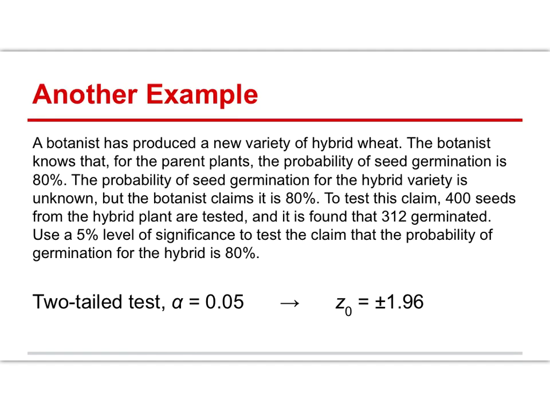So a two-tailed test with alpha being 0.05 tells us that we have a positive and a negative critical value at a 5% level of significance. That means plus or minus 1.96. Our p-hat value, our observed probability, our empirical probability, is 312 successes out of 400 trials. That means that p-hat is 0.78.